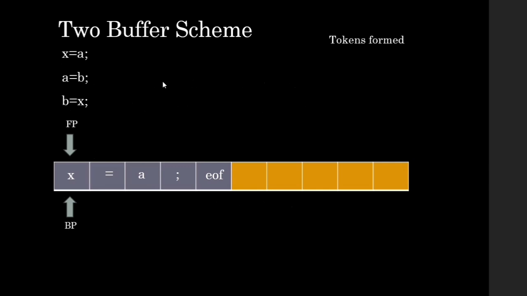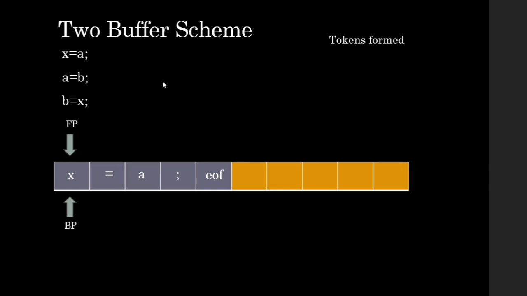Now let us take three statements here: x equal to a, a equal to b, and b equal to x. Now we have to execute these three statements inside this two buffer scheme. The first statement, x equal to a, is loaded in the first half. On the left side you have one color and on the right side you have another color. The left side color is the first half and the right side color in the buffer is called the second half. So for distinction we have made it like this. Now in the first half, x equal to a is loaded, and you have a semicolon, and after that you have an end of file marker.